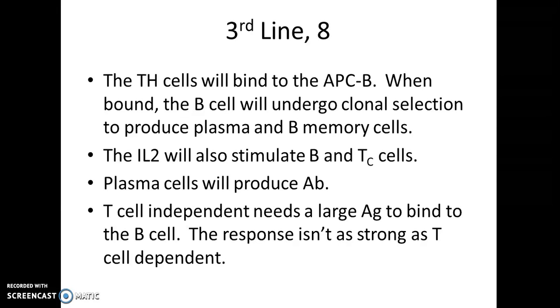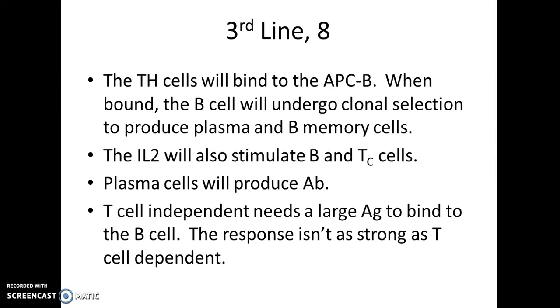That's good. Now, TH cells will bind to the APC B cells. When bound, the B cells will undergo clonal selection and produce plasma cells and B memory cells. Now, IL-2 will also stimulate B and TC cells to reproduce too. It's IL-2, man, it's a mixer.